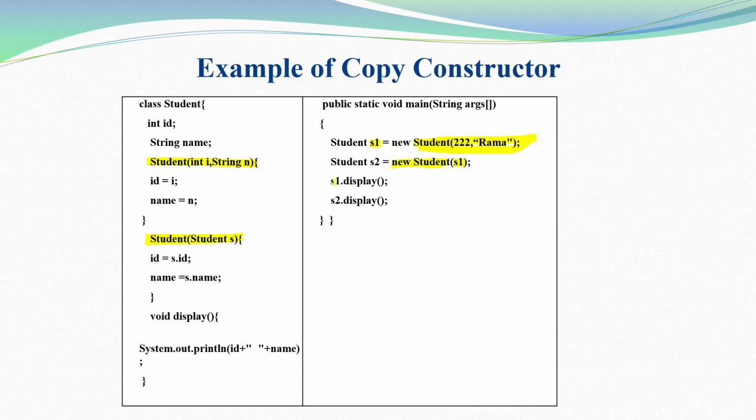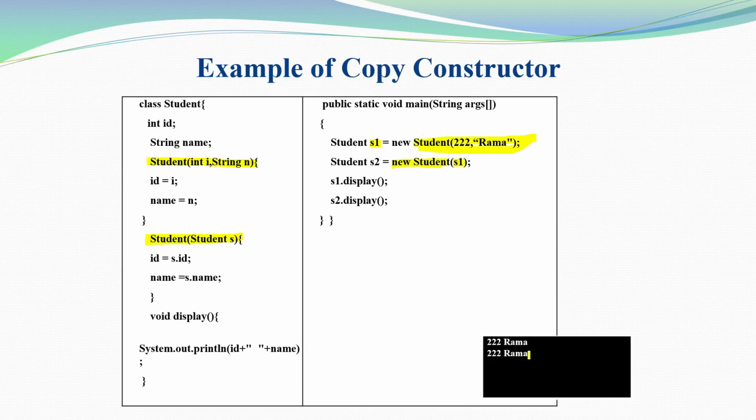We can call the display method to print ID and name, to see whether the values got copied from object 1 to object 2. You can see it has copied. This is about the copy constructor, how we can copy from one object to another. This is how Java supports a copy. Now let's understand constructor chaining in Java.